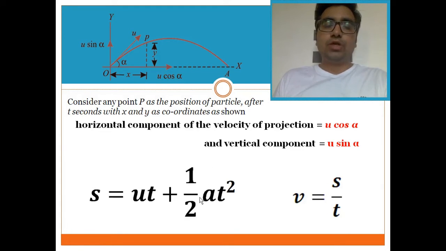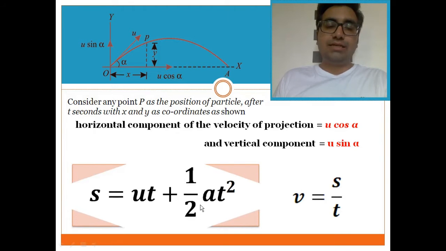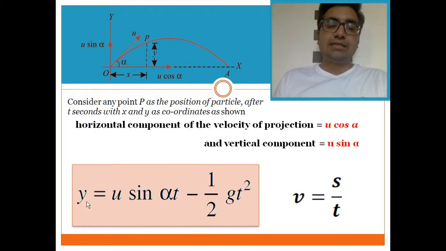So applying s equals ut plus half at square for vertical motion. What is the vertical displacement for point P? The y is the vertical displacement for point P. What is the initial velocity for motion O to P? Initial velocity is u sin alpha. Let t be the time taken, and what is the acceleration? Acceleration is minus g, as the particle is going upward and the acceleration due to gravity always acts vertically downward. So substituting s equals y, u equals u sin alpha, a equals minus g, we get the equation as y equals u sin alpha t minus half g t square.